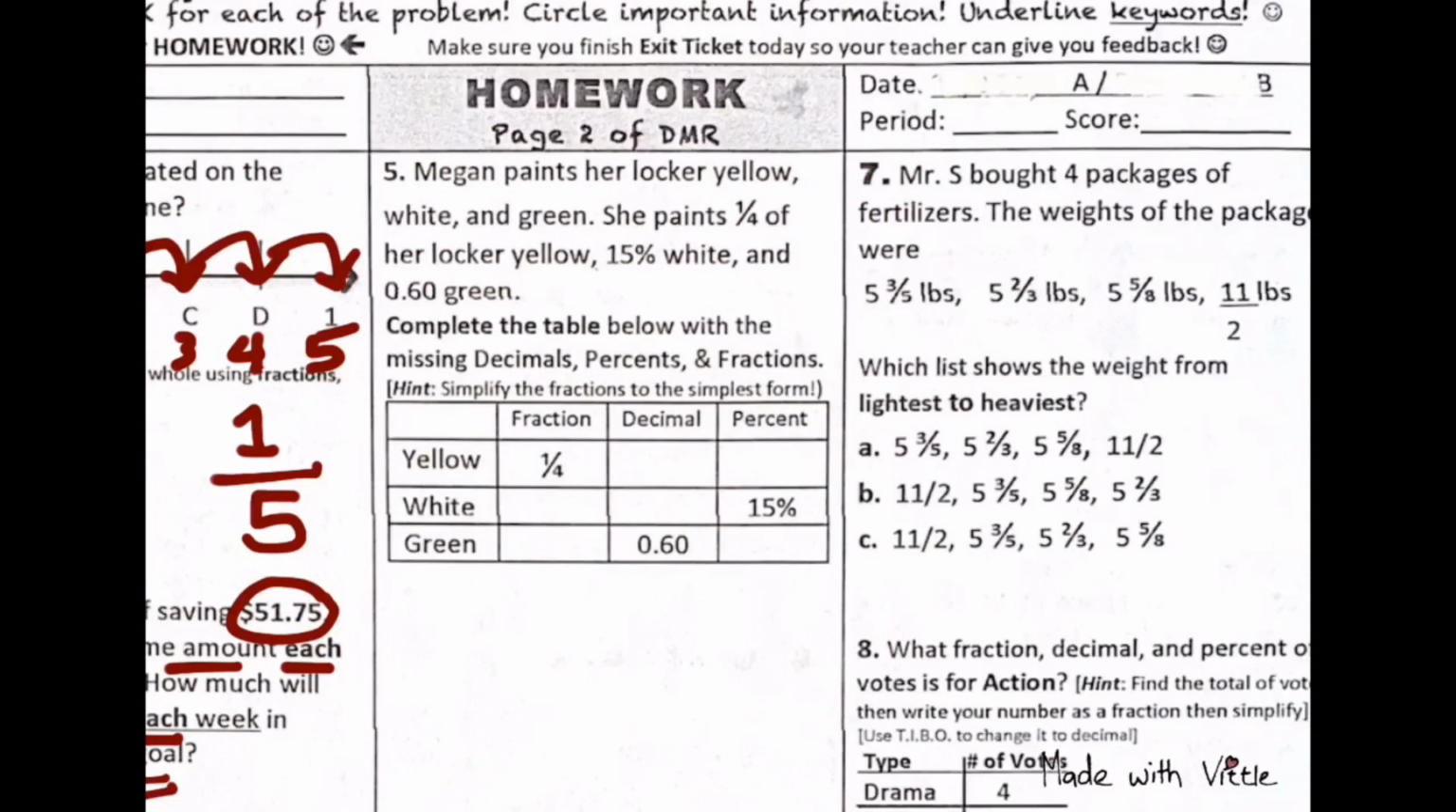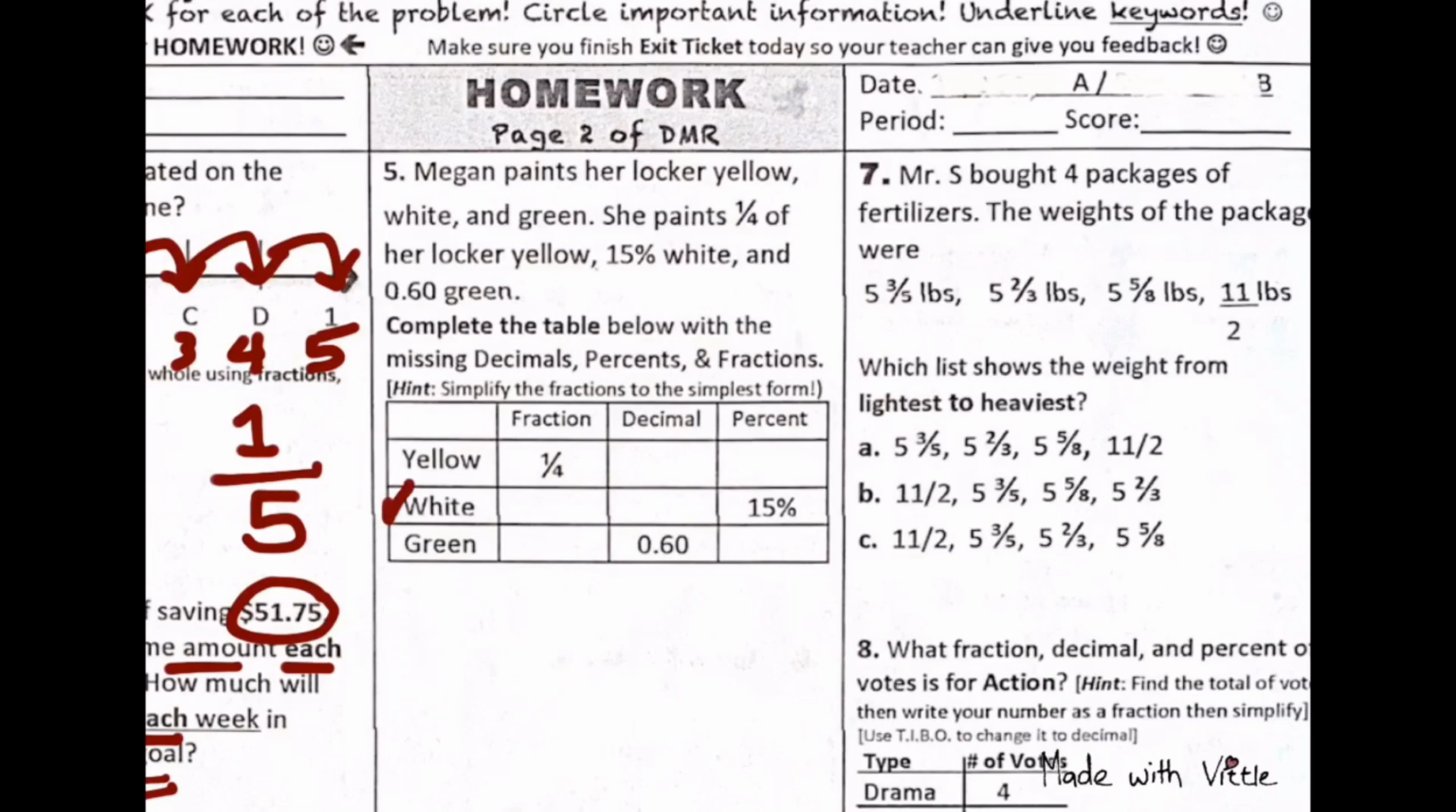On number 5, Megan paints her locker yellow, white, and green. She paints 1/4 of her locker yellow, 15% were white, and 60 hundredths green. Looking at the table, you have some numbers given for yellow as a fraction, so you have to change it to a decimal. So you know what to do with that 1/4, top in, bottom out, okay? Once you have the decimal, move the decimal point twice to the right to change it to a percent.